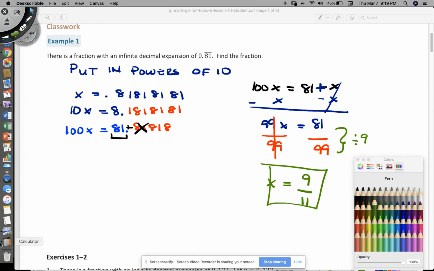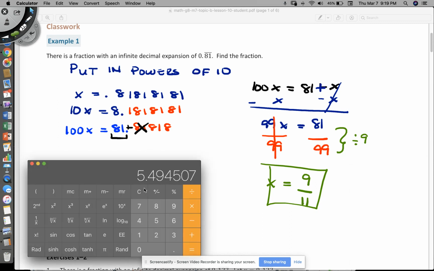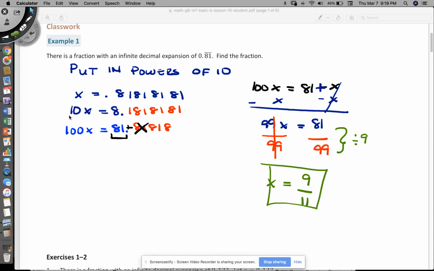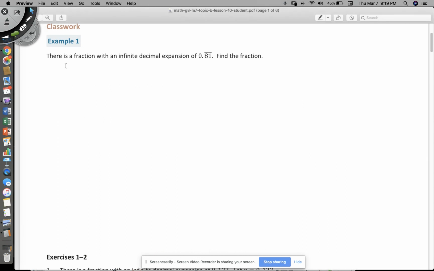Now there's a way you can check this. You can grab your calculator and you can say 9 divided by 11 and you should get 0.8181818181. If you did, then you got your right fraction. You got the correct fraction. All right, let's try again. Another one.